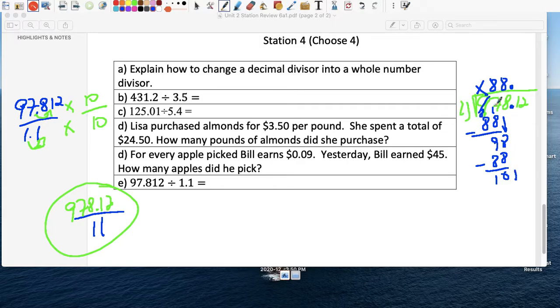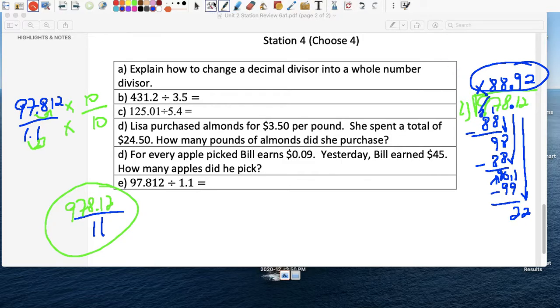11 goes into 101, 9 times, which is 99. Subtract, you're going to have to borrow, 11 minus 9 is 2. Bring that 2 down. 11 goes into 22, 2 times. Final answer, 88.92.